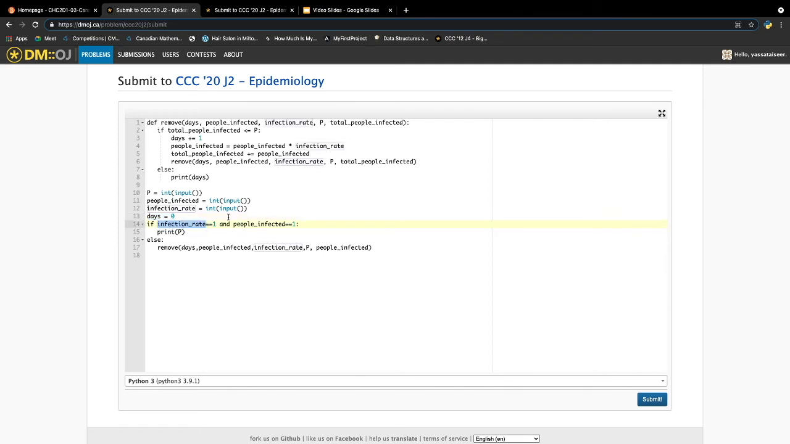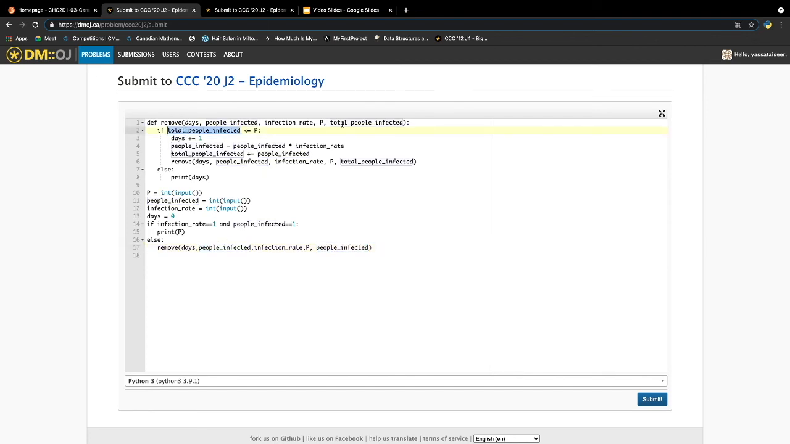Next, I check if the infection rate and the number of people infected are both 1. If both of them are 1, we can simply print P. This makes our code more efficient because it doesn't have to run through the entire recursive function. Now, because that's not possible in most scenarios, I will call the function with the value of the days, people infected, the rate of infection, P, and the total people infected, which in this situation is equal to the number of people infected.